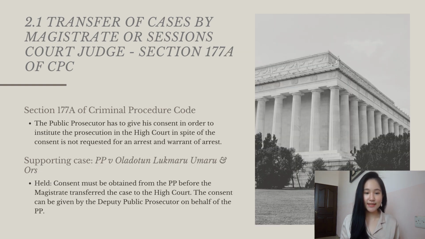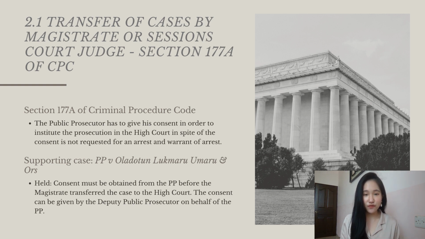The second branch is Section 177A of the CPC, where it stresses that the public prosecutor has to give his consent in order to institute the prosecution in the High Court, although consent is not required for an arrest and warrant of arrest. If the PP gives his consent, then the prosecution may be instituted in the High Court. The magistrate has the duty to transmit the case to the High Court after explaining the charge to the accused and must cause him to be brought before the High Court as soon as possible.